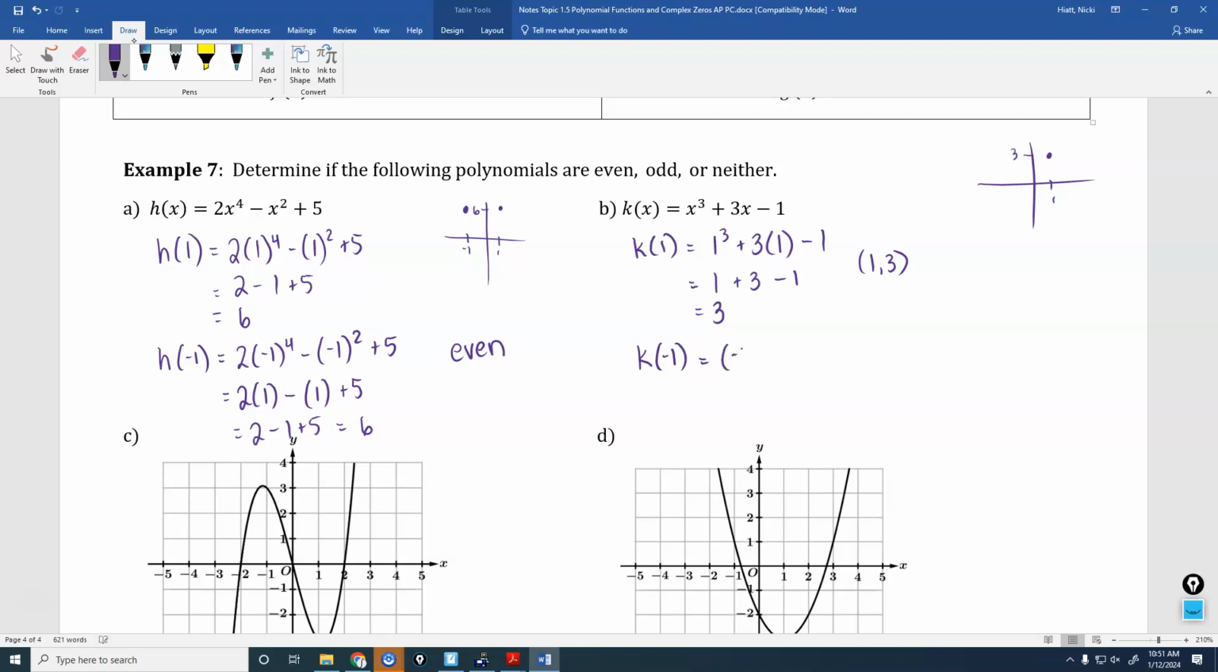So that would be -1 to the 3rd plus 3 times -1 minus 1. Okay. What is -1 to the 3rd power? It's -1. If we raise -1 to an odd exponent, it's going to keep that negative, right? And then we'll have minus 3 minus 1. And that is going to give us -5. So I got the point (-1, -5).